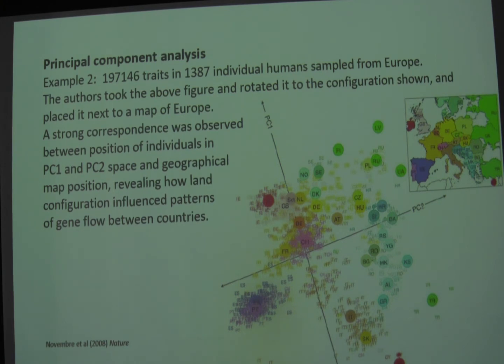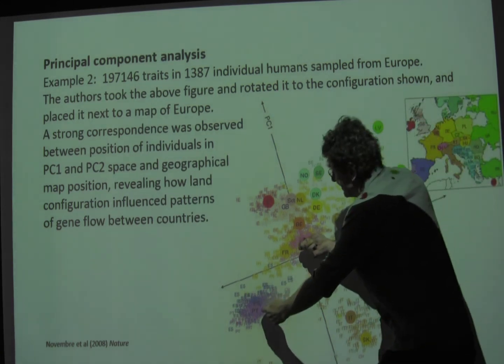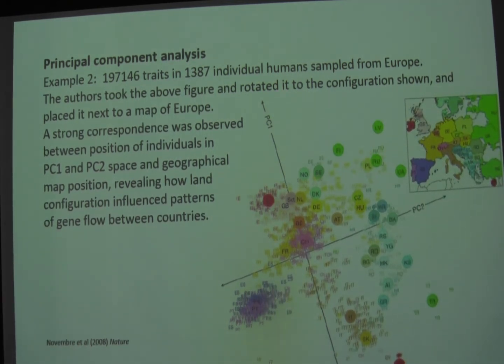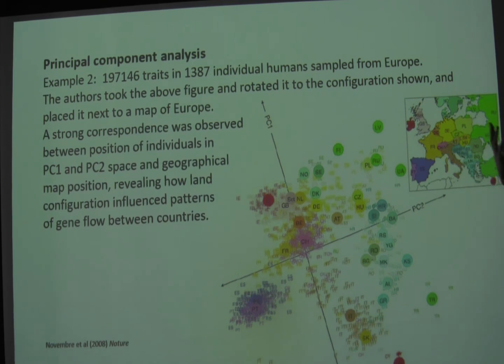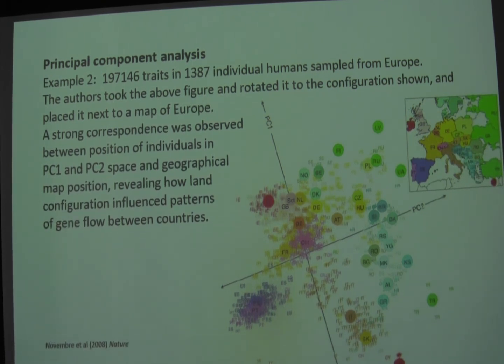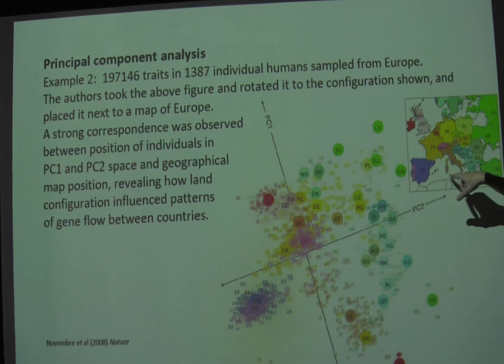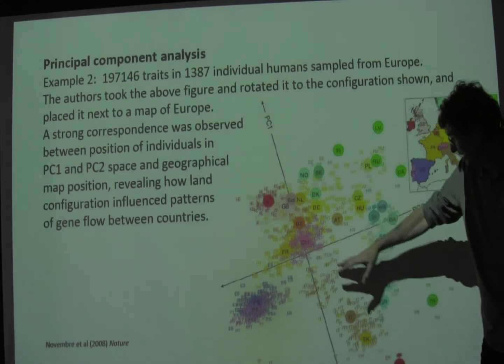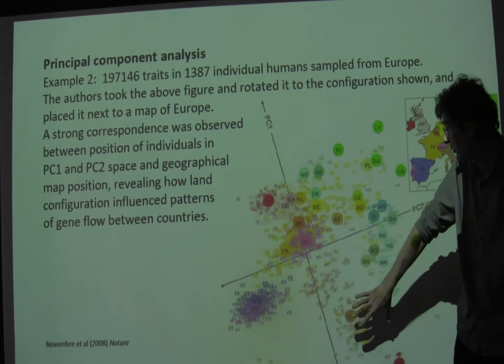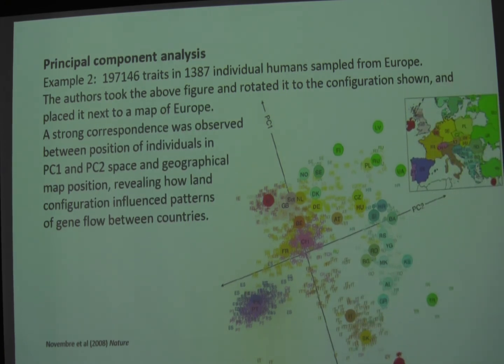So not only do individuals that are nearby on this plot come from the same country, but individuals in neighboring countries are next closest, and the most distant on this plot are the farthest apart. Geography determines how much gene flow there is. There's more between Spain and France than between Spain and Italy, so Spain and Italy are further apart than Spain and France. So it's an amazing amount of information.